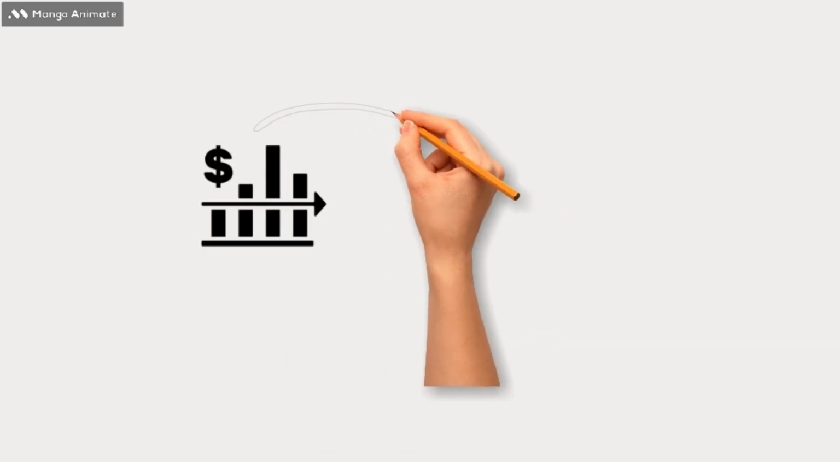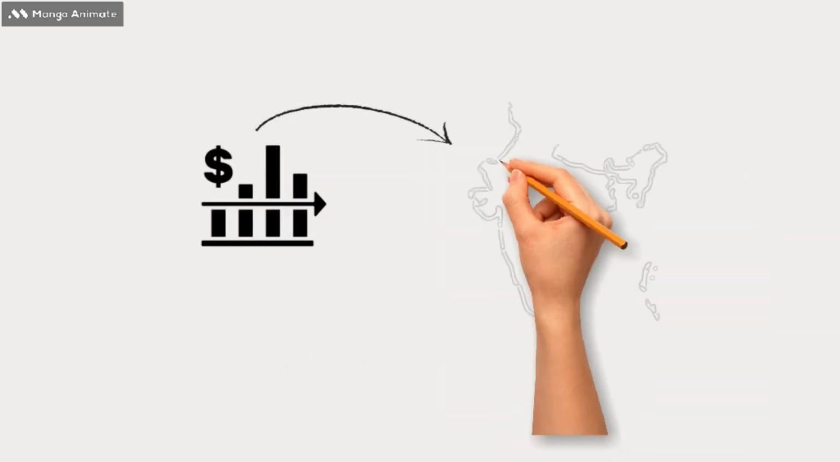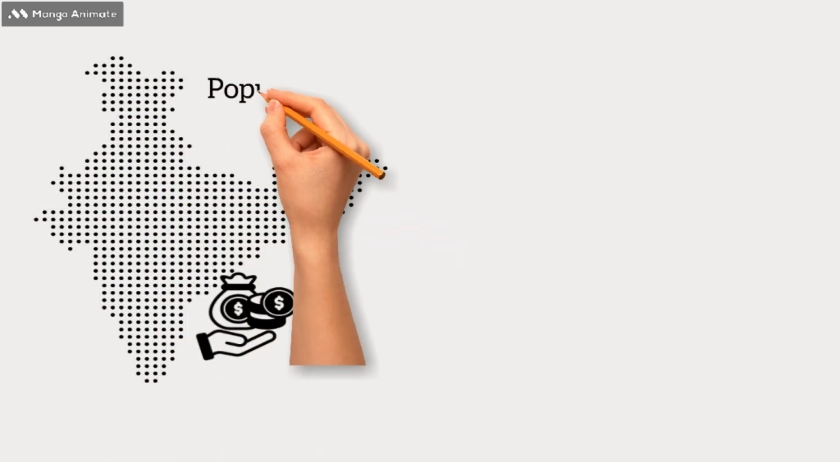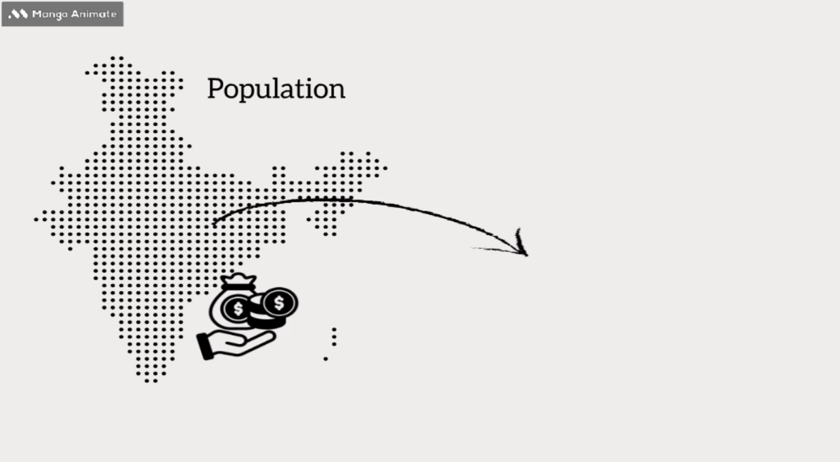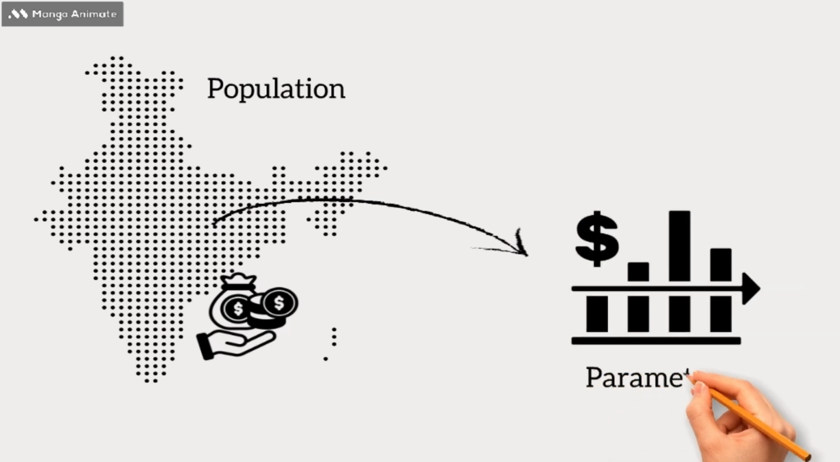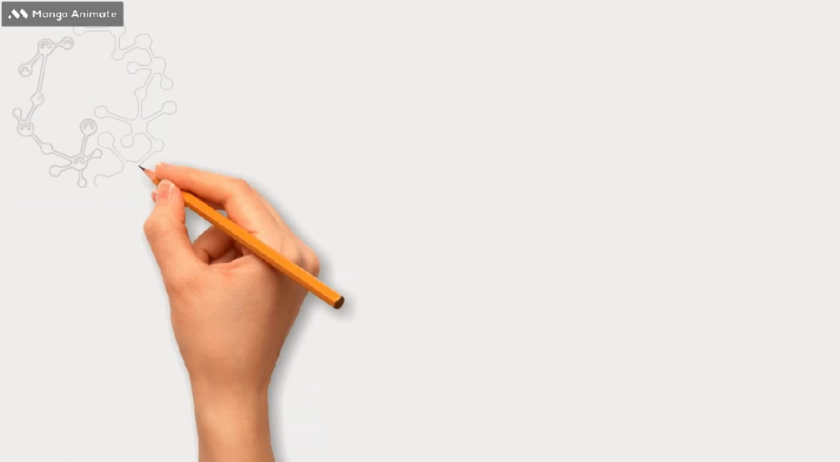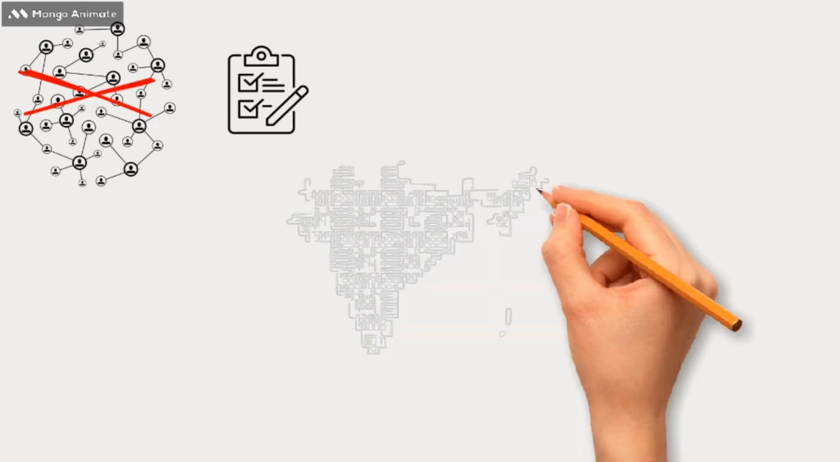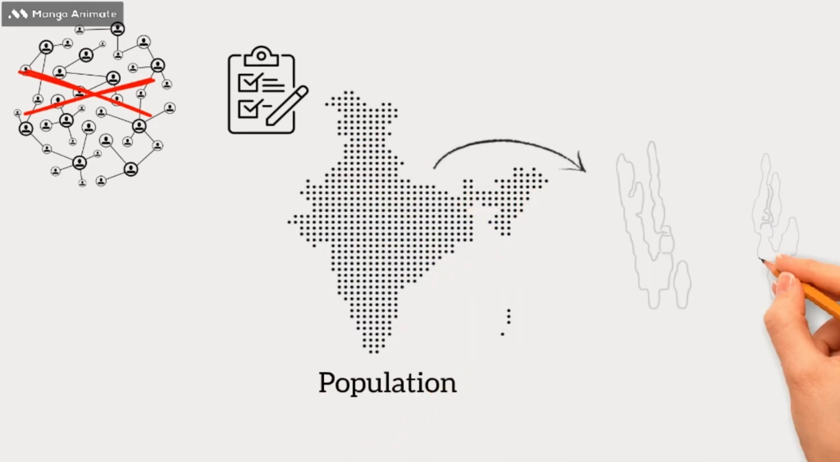If we want to find out the average salary earned by a citizen of a country, all the citizens of the country, whoever is earning, will be considered as the population. And the average salary of the population is known as the parameter. Since it will be impossible to go to each person and gather the data, we will select people randomly from the population, that is the sample.